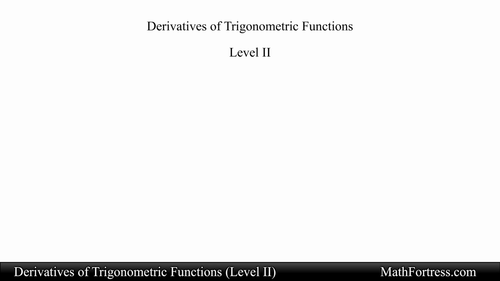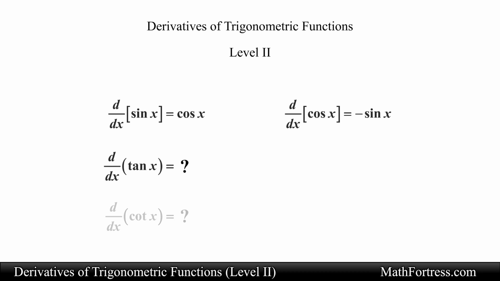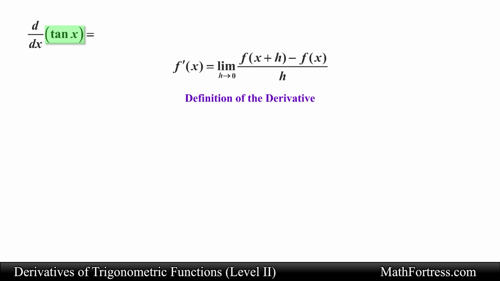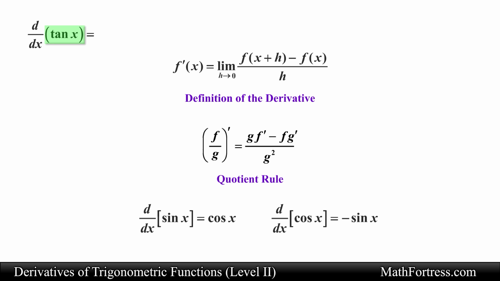Derivatives of trigonometric functions, Level 2. Now that we know what the derivative of sine and cosine is equal to, we can go ahead and start figuring out the derivative of other trigonometric functions by using known differentiation rules. For example, we could find the derivative of the tangent function by using the limit definition of the derivative. But it is way easier to use the quotient rule together with the previous derivatives.